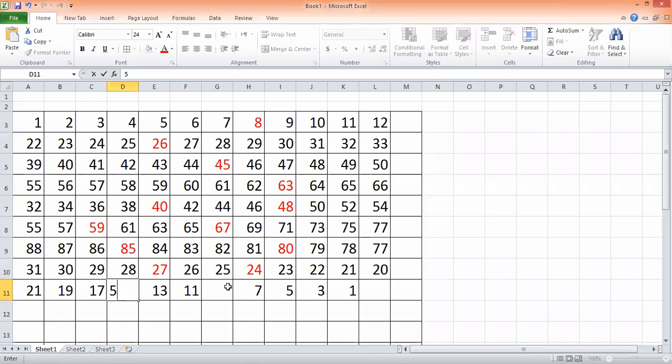Why 5? Because 90 and 70, 80. But go back and look. This is 21. You go back 1 time, it becomes 20. You go back 2 times, it becomes 19. How many times do you go back to reach 19?